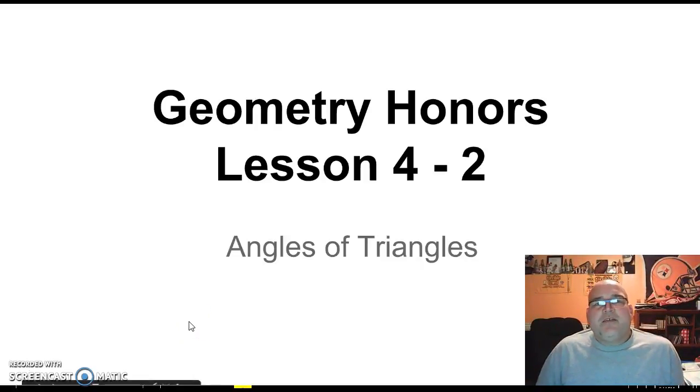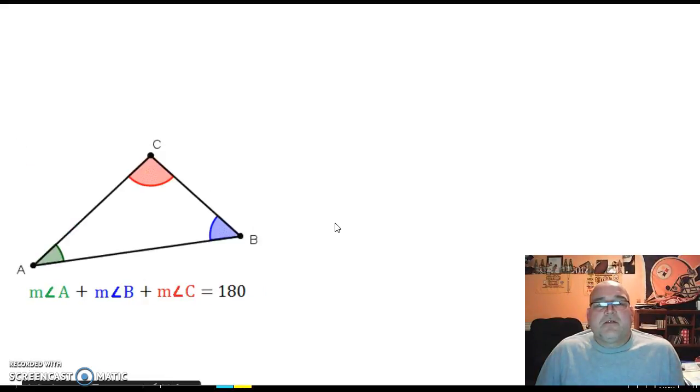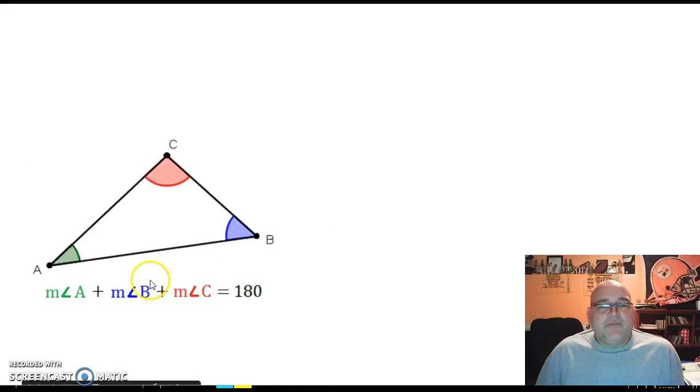Hello! In lesson 4-2, we're going to talk about the angles of a triangle. Let's begin. Take a look at our triangle. We're going to prove that angle A plus angle B plus angle C equals 180 degrees.